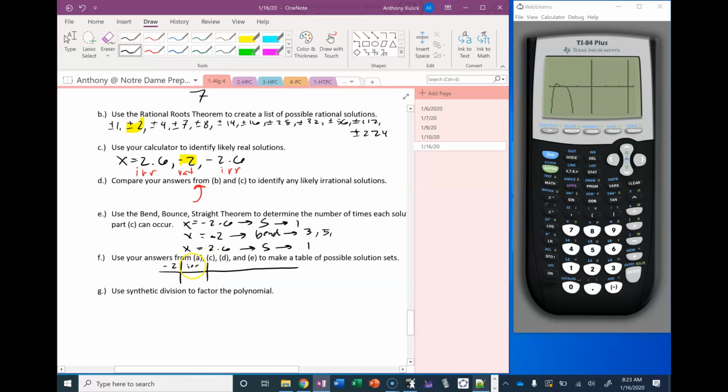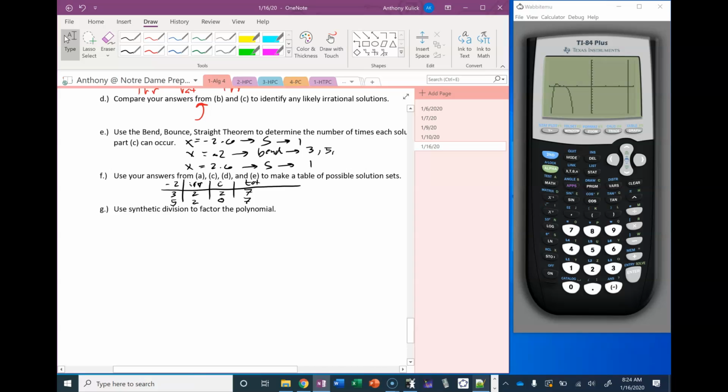Okay, so let's make our table. So we have negative 2, we have our irrationals, and we have our total. So 3, 2 of those. For 7 total, I'm missing 2, so I could have 2 imaginaries. But if this is used 5 times with 2 irrationals, that's 7 already, so I couldn't have any imaginaries in that situation. So this one could have imaginaries, but it might not. We're not sure yet. But it's possible.